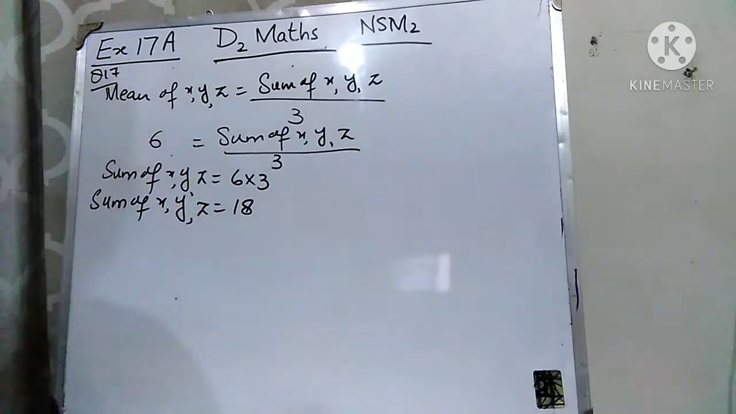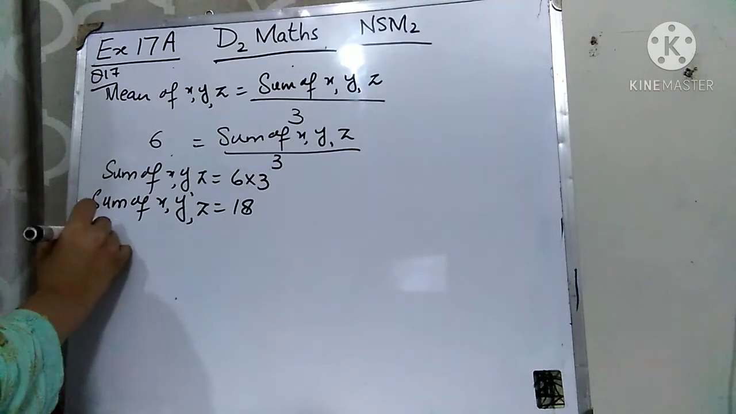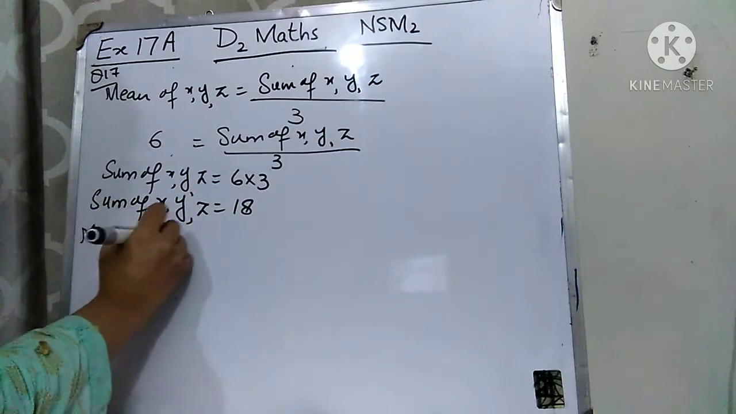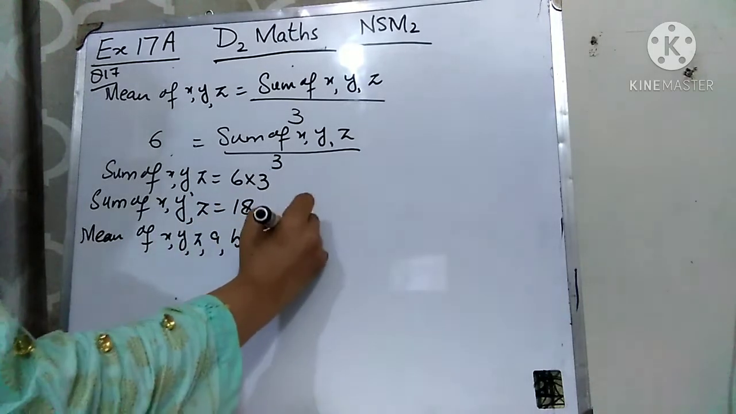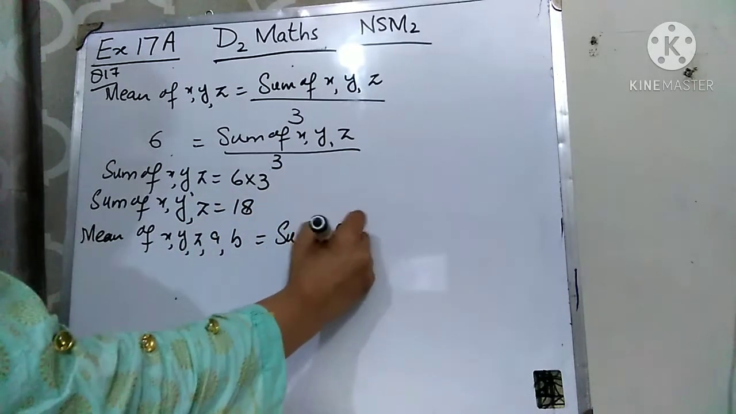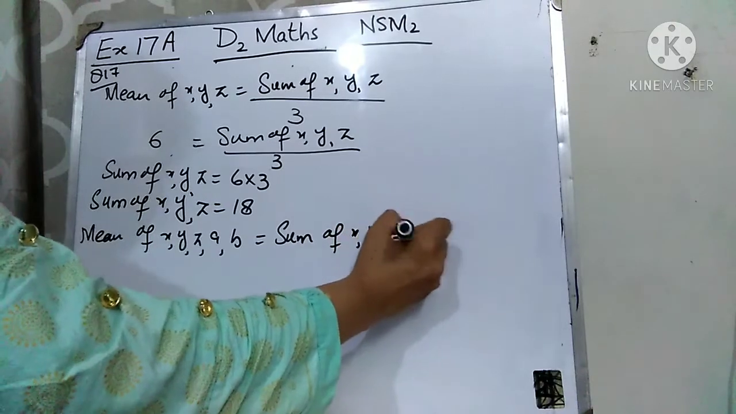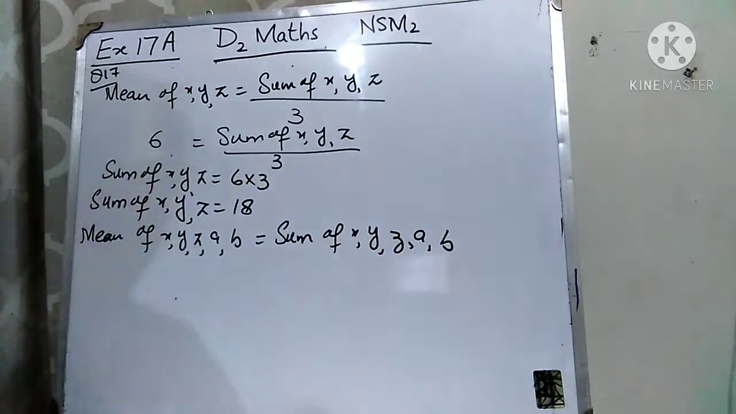18. So now in the next, they are saying that the mean of 5 numbers x, y, z, a and b is 8. Now we can find out the sum of x, y, z, a and b, these 5 numbers, and the mean is given, which is 8. So again use the formula: mean of x, y, z, a, b is equal to sum of x, y, z, a, b.